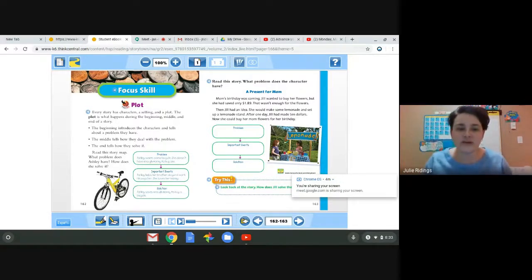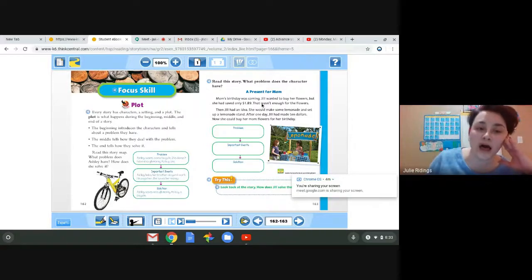All right, so our focus skill. I'd like you to read this along with me from your book. Our focus skill this week is plot. Every story has characters, a setting, and a plot. The plot is what happens during the beginning, the middle, and the end of a story. The beginning introduces the characters and tells about a problem they have. The middle tells how they deal with the problem. And the end tells how they solve it.